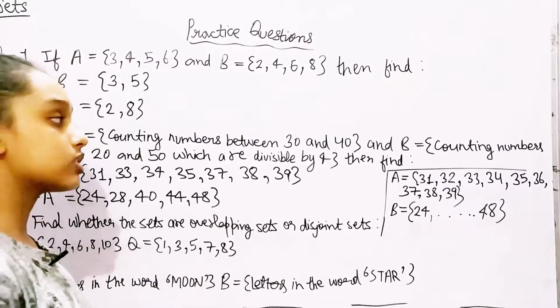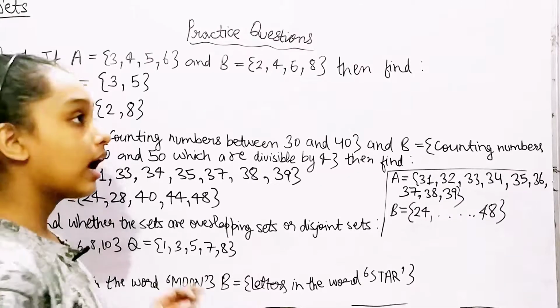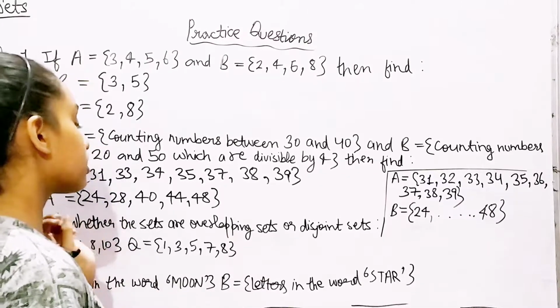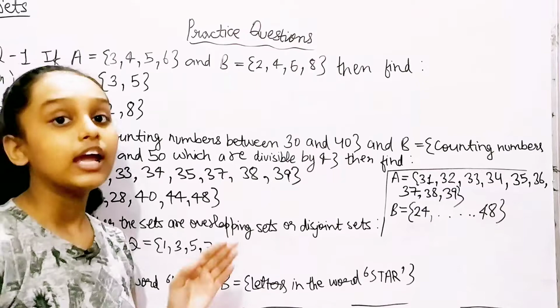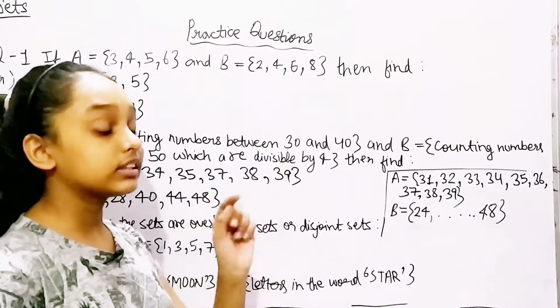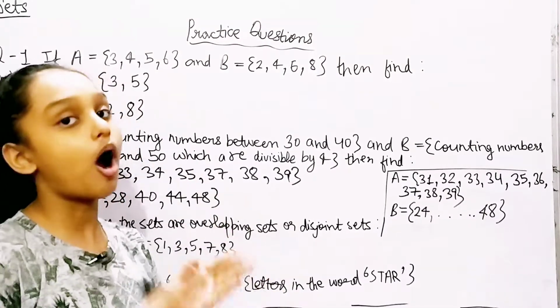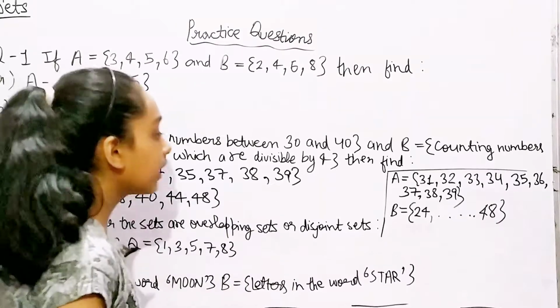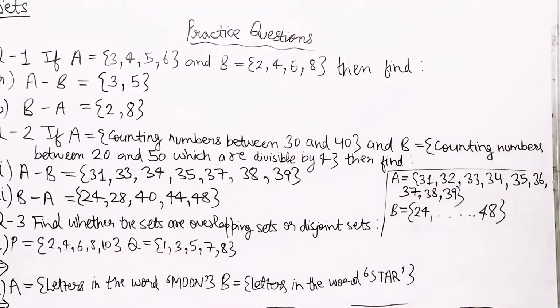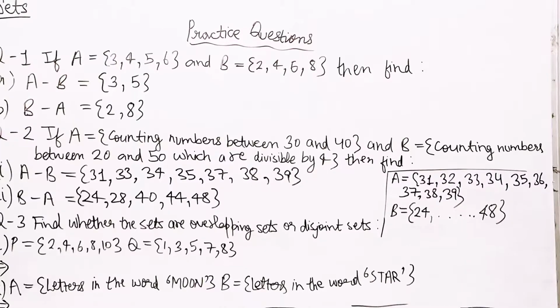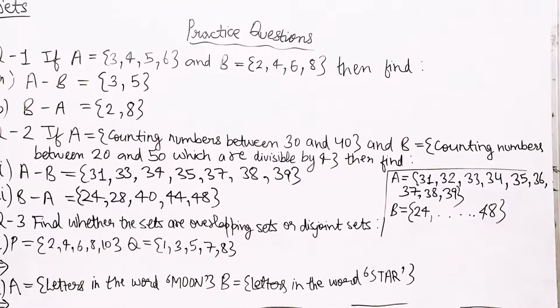Two sets are said to be overlapping if they contain at least 1 element in common. Got it? So it means they should have at least one element in common. Okay, so 2 sets are said to be overlapping if they contain at least 1 element in common.